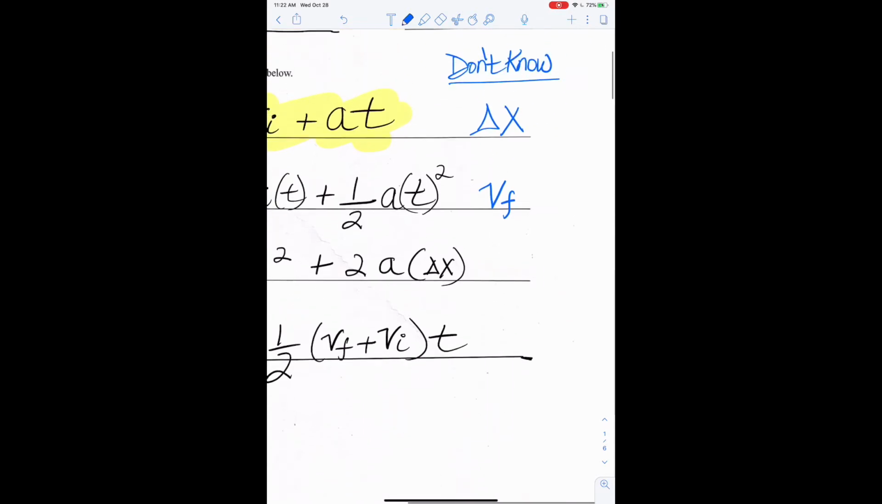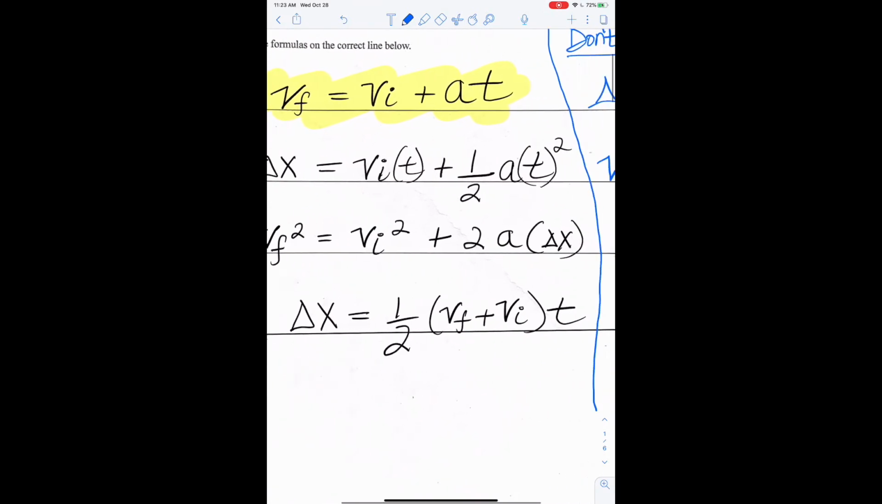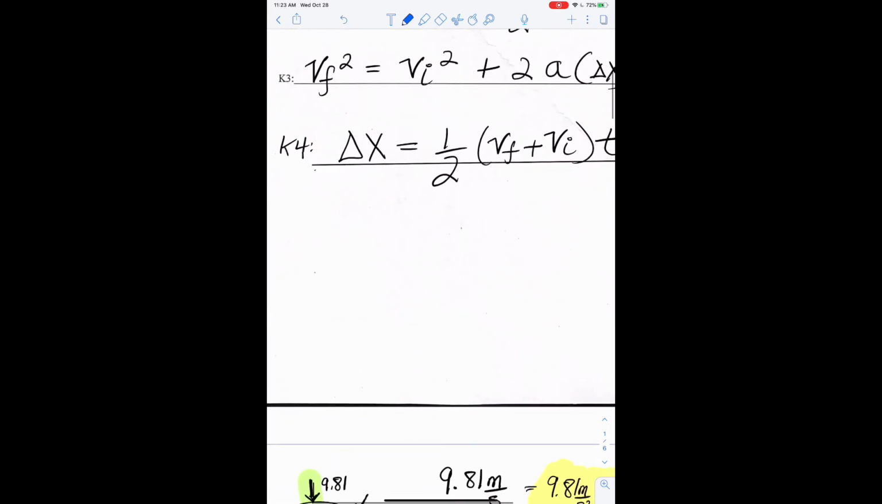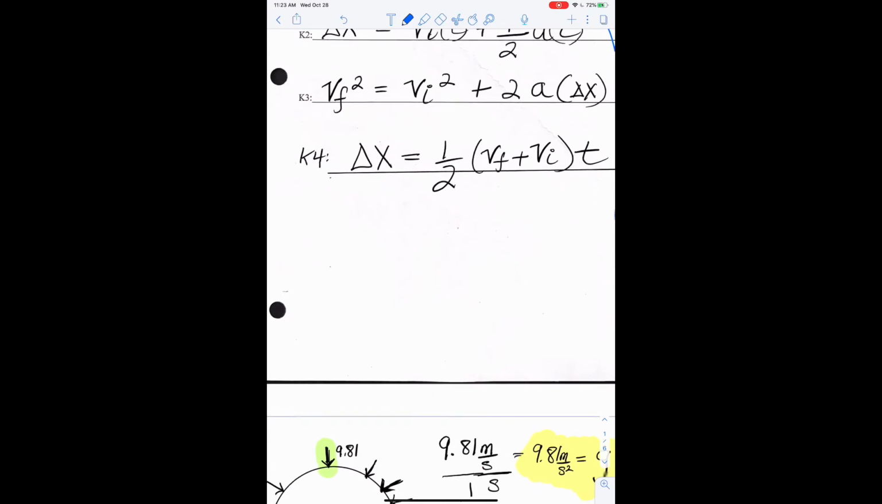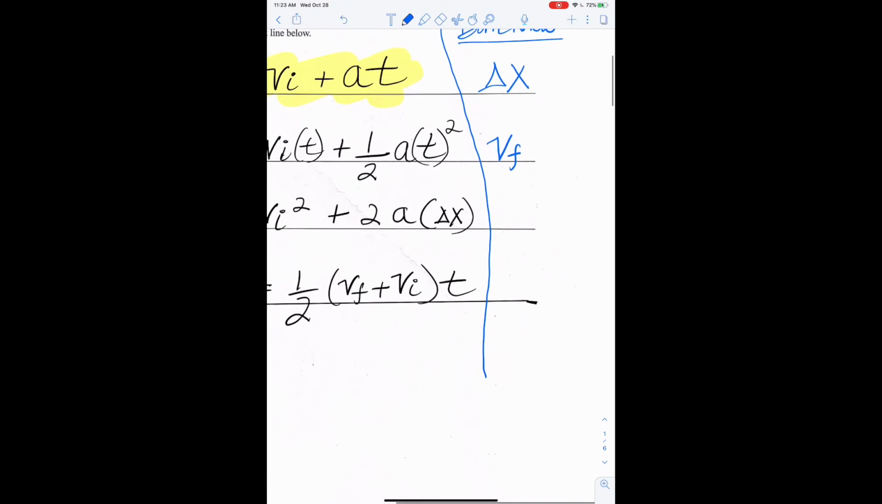All right. And this is not part of the formula, right? We're just pointing out why we use the different formulas. So we use K2 when we don't know VF. What about K3? I like this one. This one shows up, it's pretty important because sometimes you don't know time, and it's pretty useful. So when you don't know time, K3 is the formula you want to use.